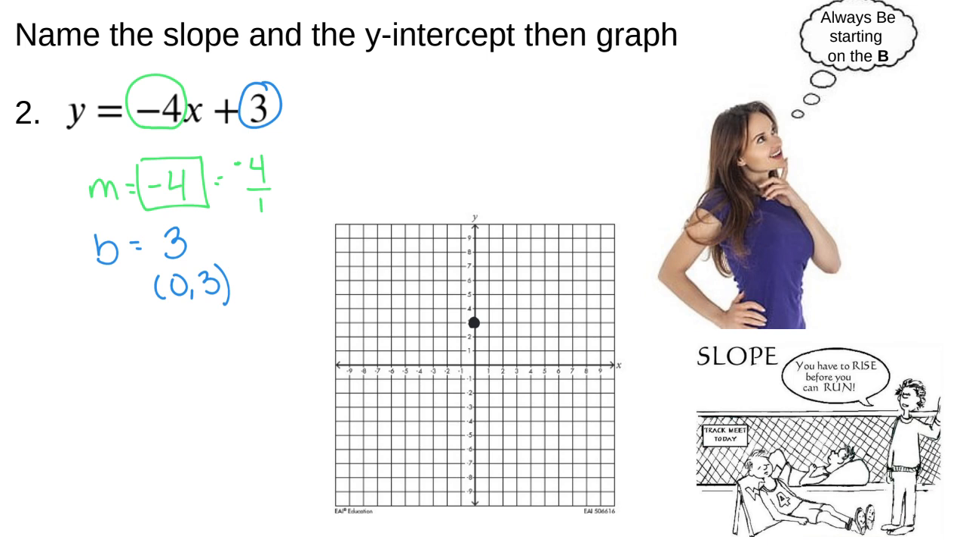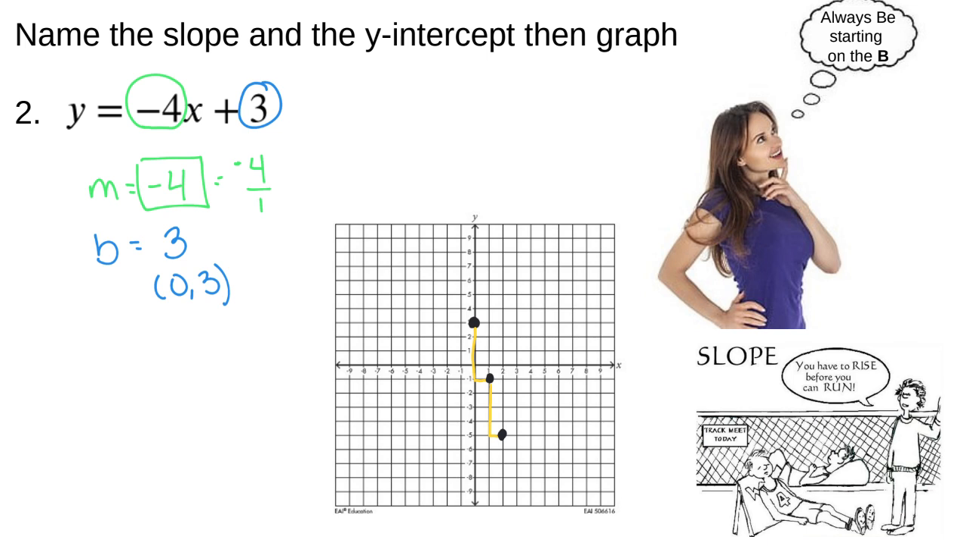So we need to rise -4. So think about what that would be. That would be going down 4, 1, 2, 3, 4, and run a positive 1. So that would be here. And that gets me to this spot, which I know is on my line. And I can continue that. I could go down 4 more, 1, 2, 3, 4, and over 1. And this spot is also on the line.